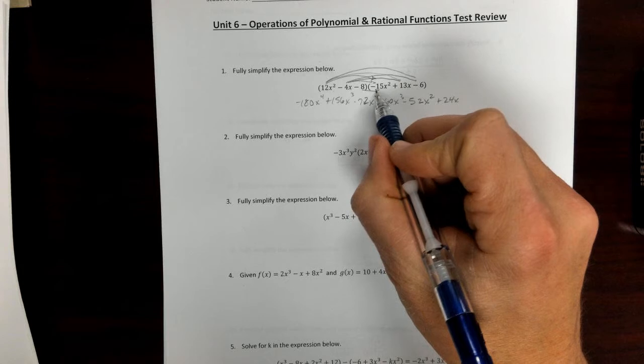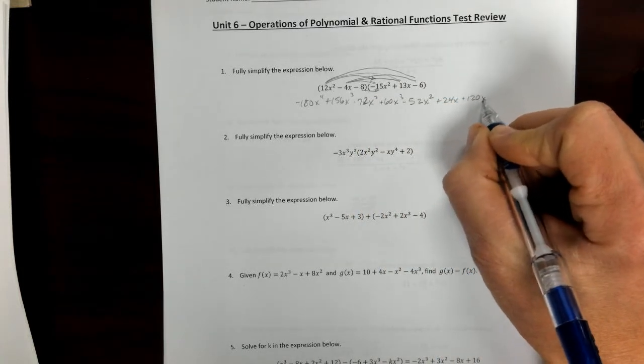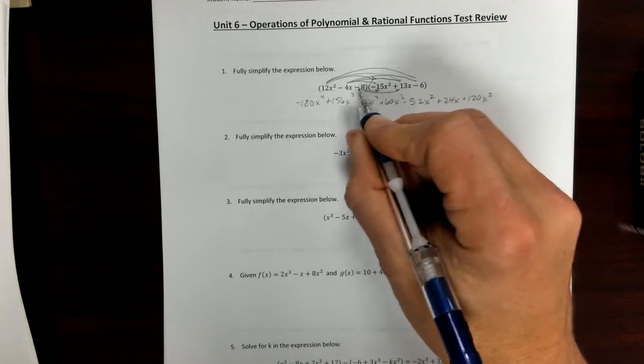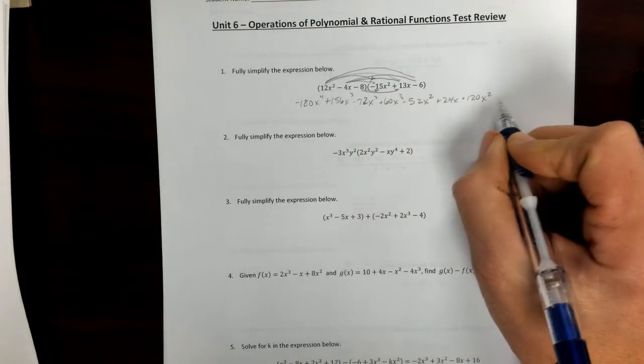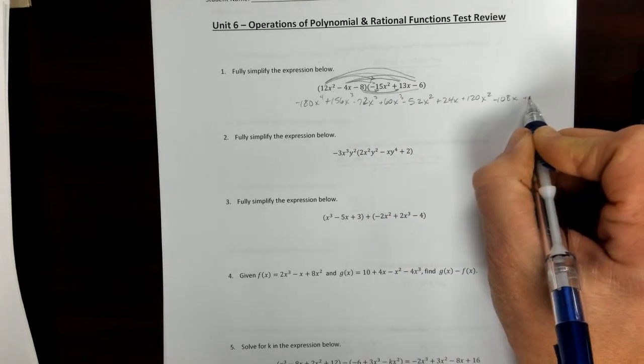Alright, now last term, negative 8 times negative 15 is going to give me a positive 120x squared. To the middle term, negative 8 times 13 is going to give me a negative 108x. And the last term is going to give me a positive 48.